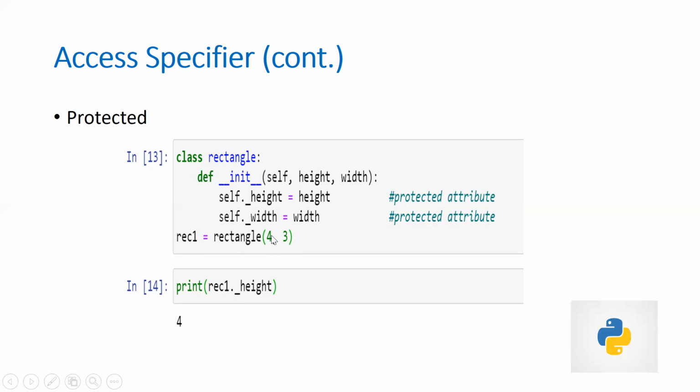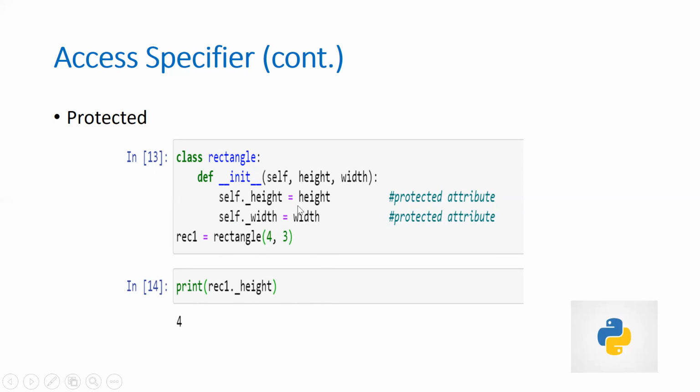Still now, if I write anything outside this class, it will work. Here I write I pass 4 and 3. If I pass minus 4 and 3, it will also work. All the information will be accessible outside of this class still now. So one underscore means the attributes are protected, but not private, so they can also be accessible. Here you see it is also accessible from outside the class.